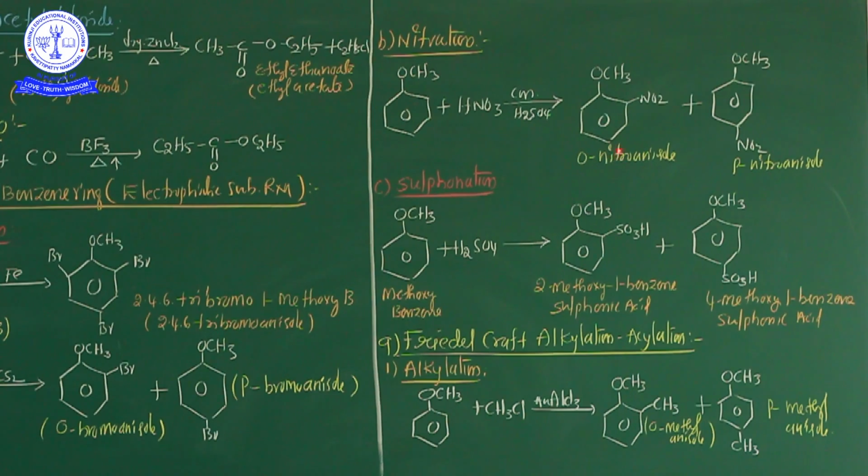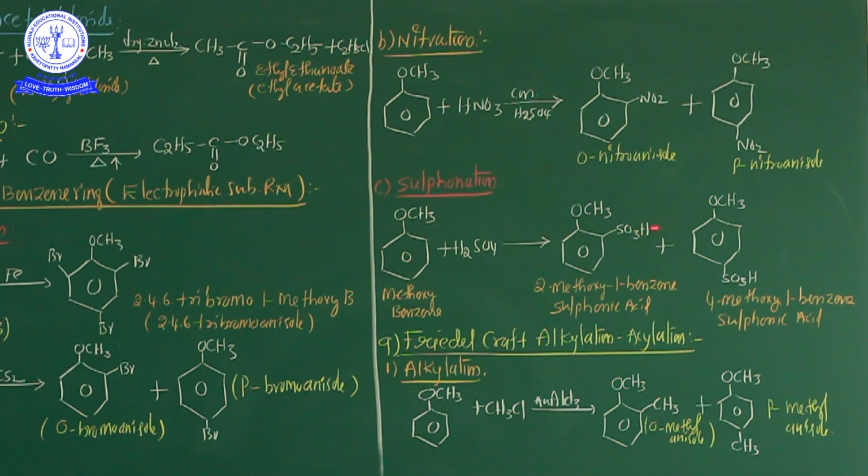See here, o-nitroanisole: the general name is 2-nitro-1-methoxybenzene, because this is 1, this is 2. And this one is 4-nitro-1-methoxybenzene, or another name is para-nitroanisole. Now here, anisole treated with sulfuric acid, what happened? 2-methoxy-1-benzenesulfonic acid and 4-methoxy-1-benzenesulfonic acid. Two different products are released, and another name of this compound is ortho-anisole sulfonic acid.